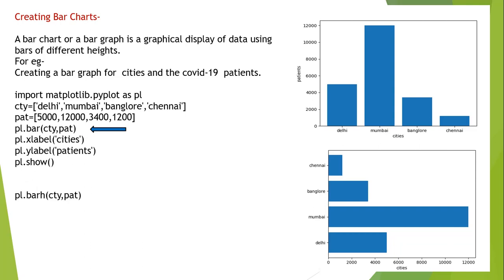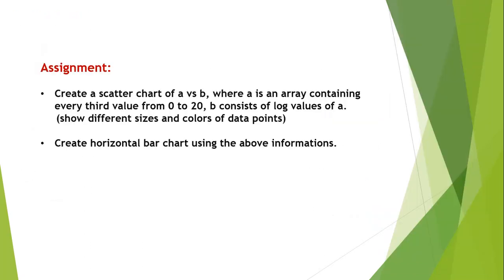For now, let's look over the assignment. Your first assignment is to create a scatter chart of A versus B, where A is an array containing every third value from 0 to 20. You can understand from third value what step you have to give. Use the numpy function for creating that array. The B array should consist of the log values of A. So whatever values are in A, B will consist of the log of those values.